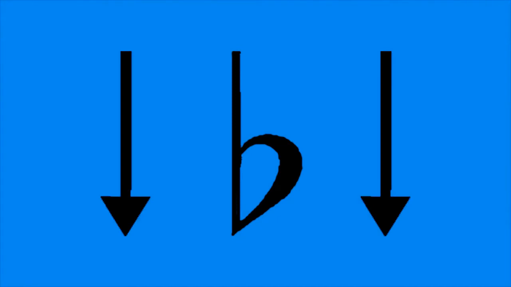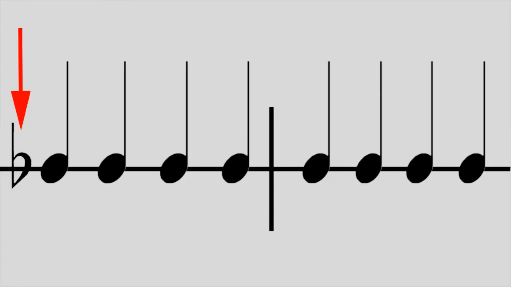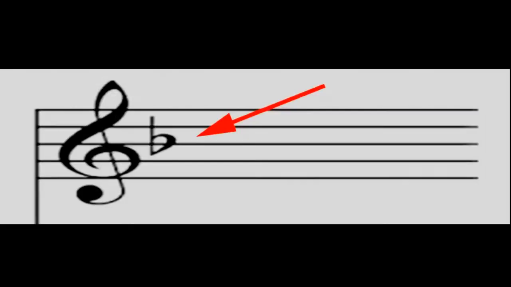Now here's where things get tricky. How to spot and identify flats and sharps in the wild. There are two ways that these hieroglyphics will appear. Method 1 is by placing the flat, sharp, or natural directly in front of the note. Or method 2, the key signature, where the flats or sharps are pinned at the beginning of a piece of music.